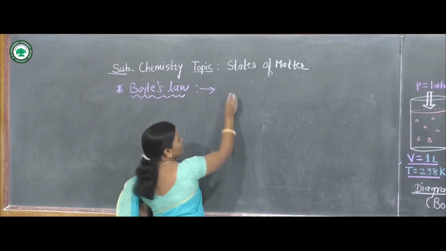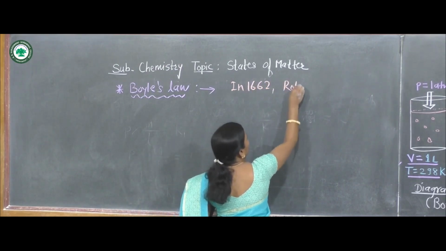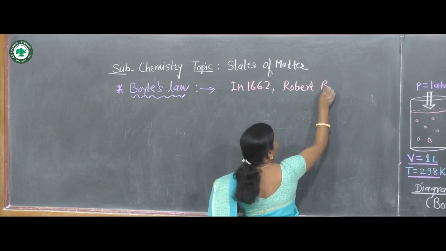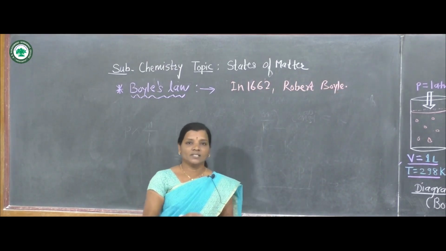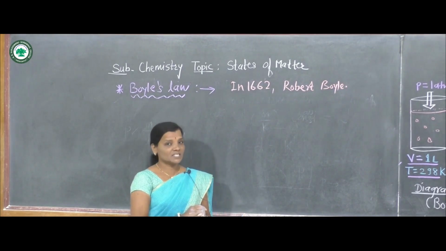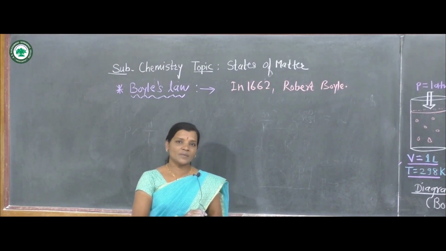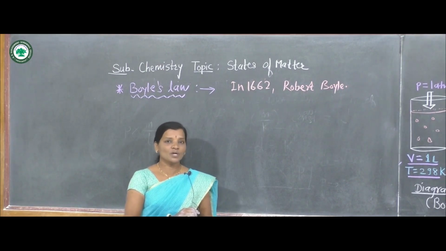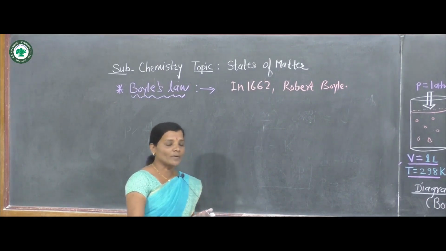In 1662, Robert Boyle was studying different gases and carried out a number of experiments, and in 1662 he concluded that at constant temperature, pressure of any gaseous system is inversely proportional to the volume of that system. Now let us see the statement given by Robert Boyle.